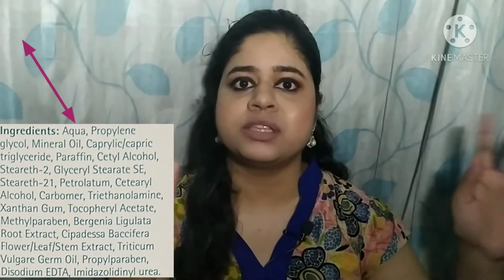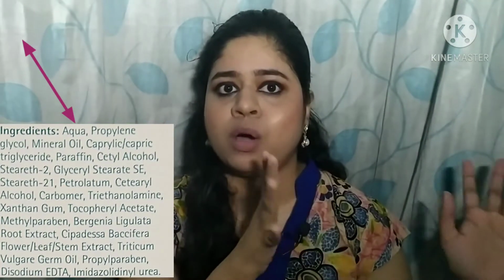The next most important thing is that ingredient lists are always listed from the highest to the lowest concentration. If you see in the ingredient list that the first ingredient is aqua, water, the entire product is composed more of water, and then follow the other ingredients.